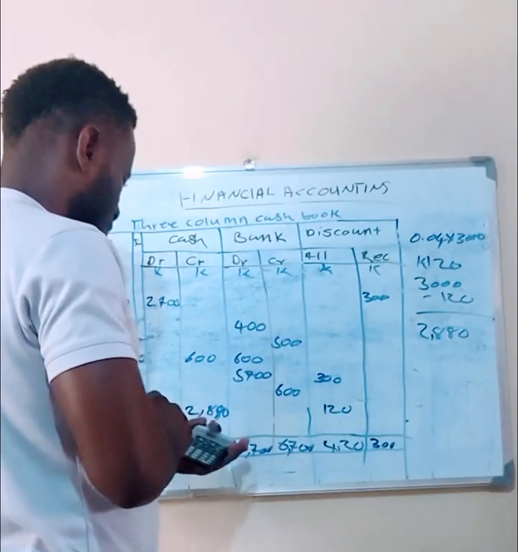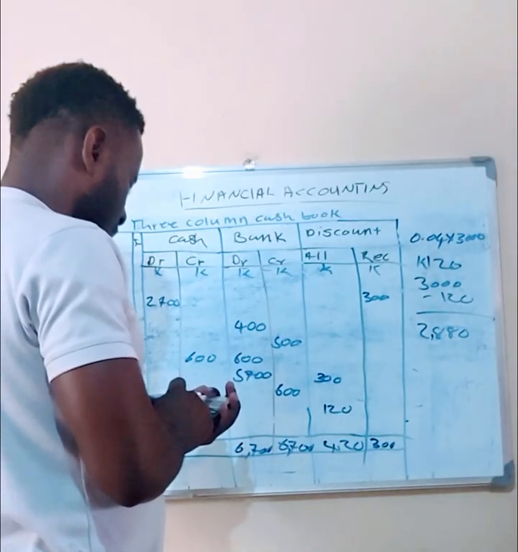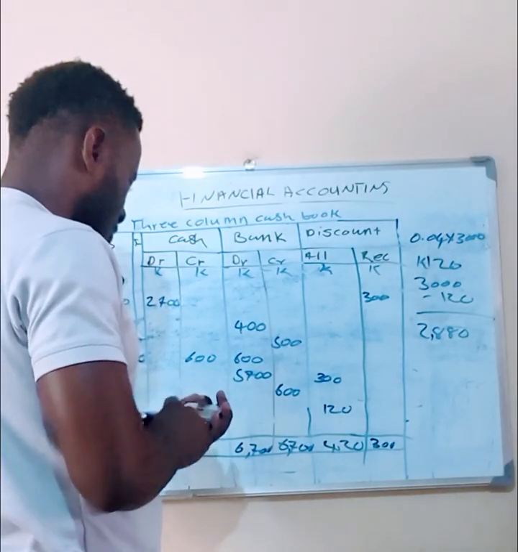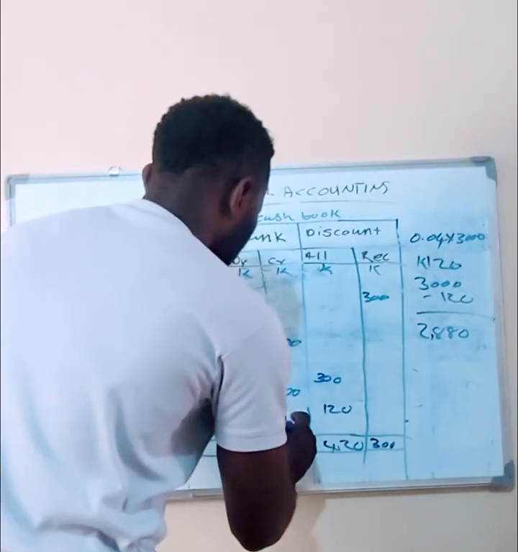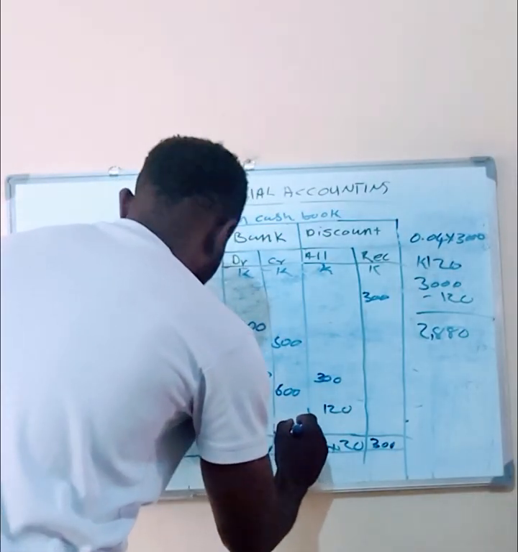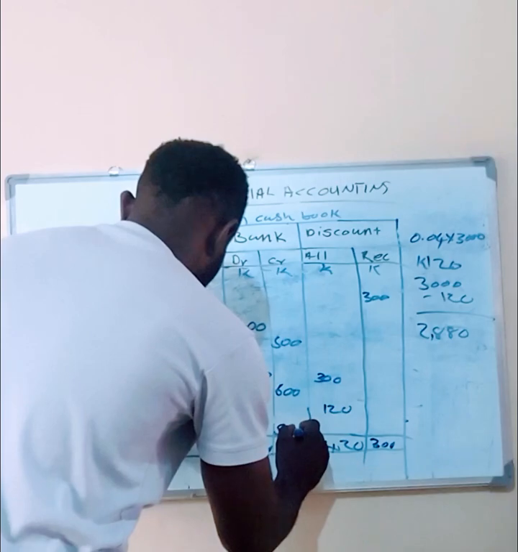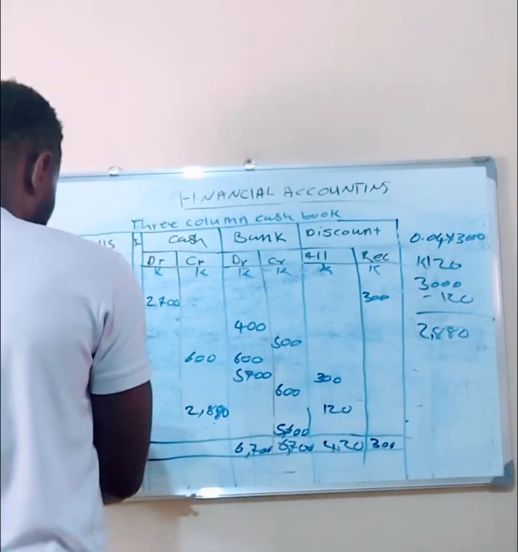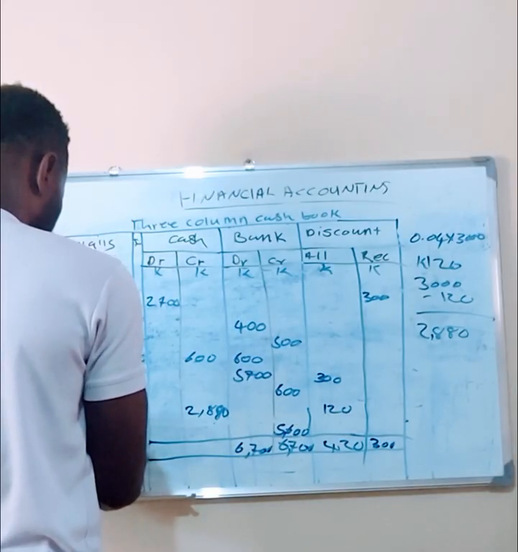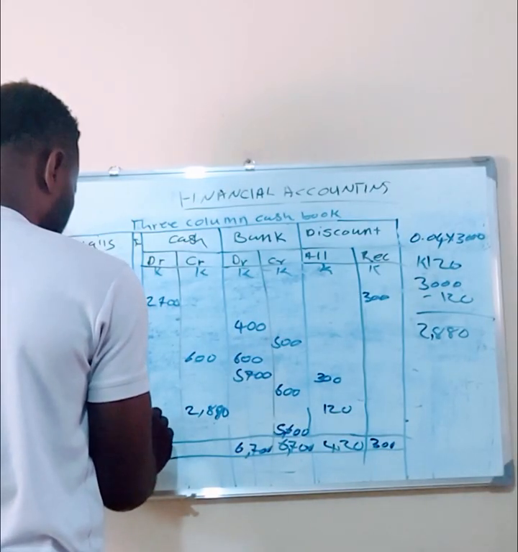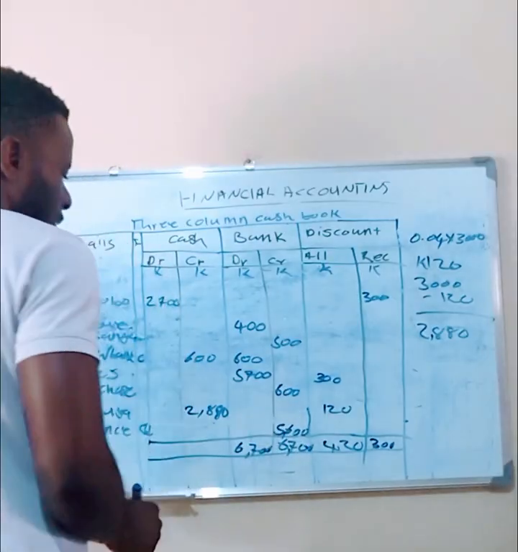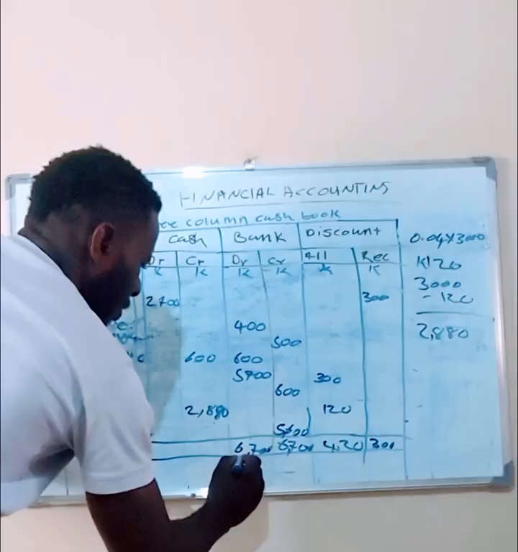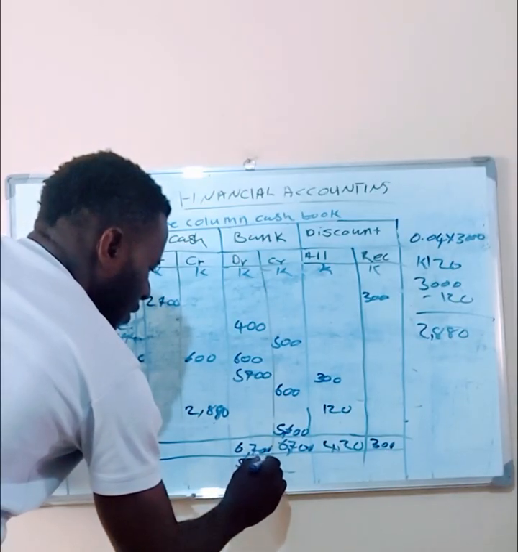So this one, we subtract it from this 6,700. How much are we going to have? We have 5,600. That's the amount that we're going to push here. And this will be our balance carried down. So here we write balance carried down. And this value will also come here.